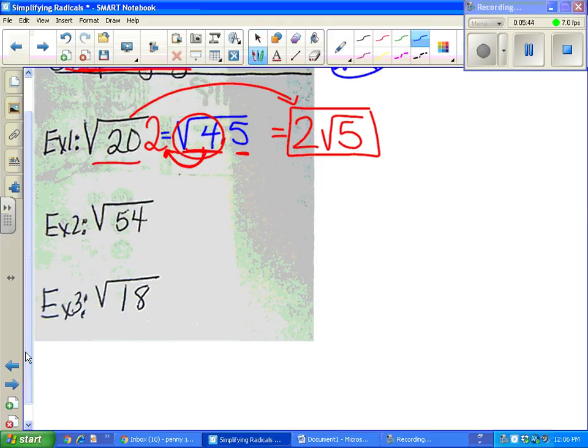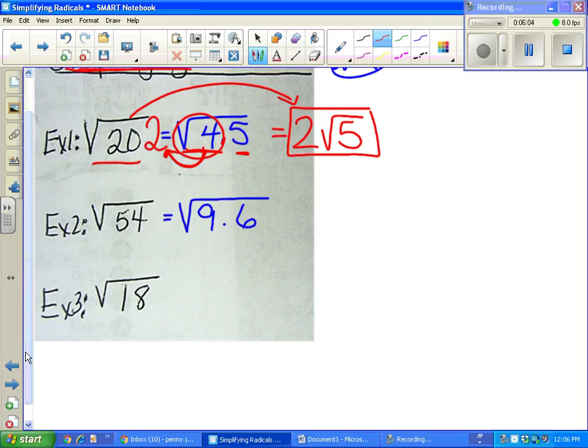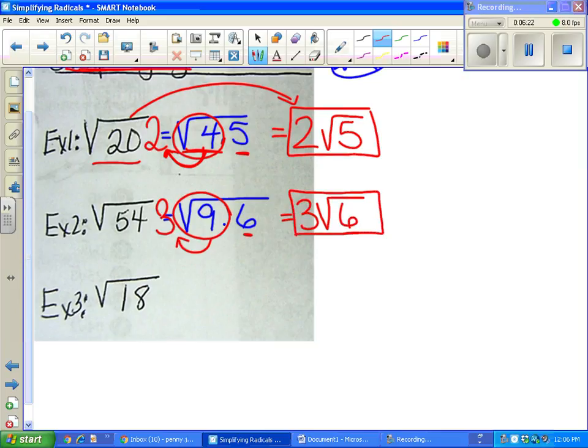We're asking ourselves what times itself is going to give me 54. So for 54, I'm going to try to think of squares first. 4 is a square. 4 doesn't go into 54. 9 is a square. 9 does go into 54. 9 goes into 54 6 times. So now I'm going to ask myself, what's the square root of 9? Square root of 9 is a 3. So I'm going to pull a 3 outside the square root. Can't really pull out the 6 because there's no perfect square that's got 6. So I have a 3 on the outside of the square root and a 6 that remains under the square root. So 3 times the square root of 6 is the simplified form of square root of 54.